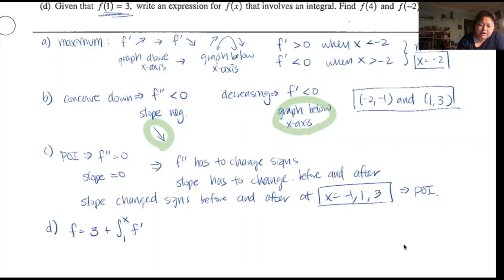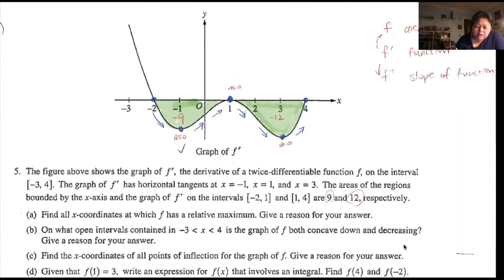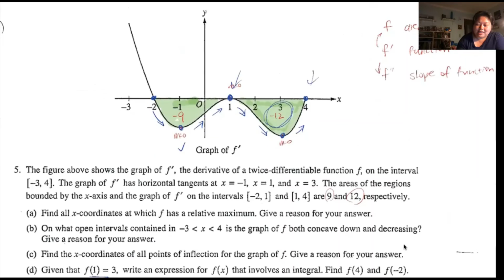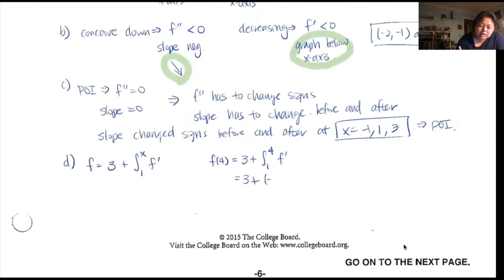Okay, so we're looking for f of 4. So what does f of 4 look like? F of 4 equals 3 plus the integral from 1 to 4 of f prime. Now is 1 to 4 a good interval? Yes, because it goes from small to big. So we don't need to worry too much about that. So we look at 1 to 4 up here. Between 1 to 4, my integral is -12, right? It's negative because it's below the x-axis. So it's going to be plus -12. So my final answer is -9 for f of 4.